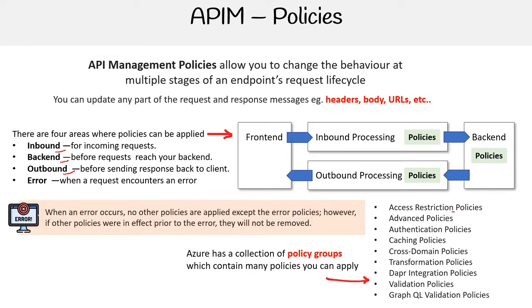When an error occurs, no other policies are applied except the error policies. However, if other policies were in effect prior to the error, they will not be removed. Product level policies apply to all API operations within a product. So now let's go take a look at an example of a policy, okay?